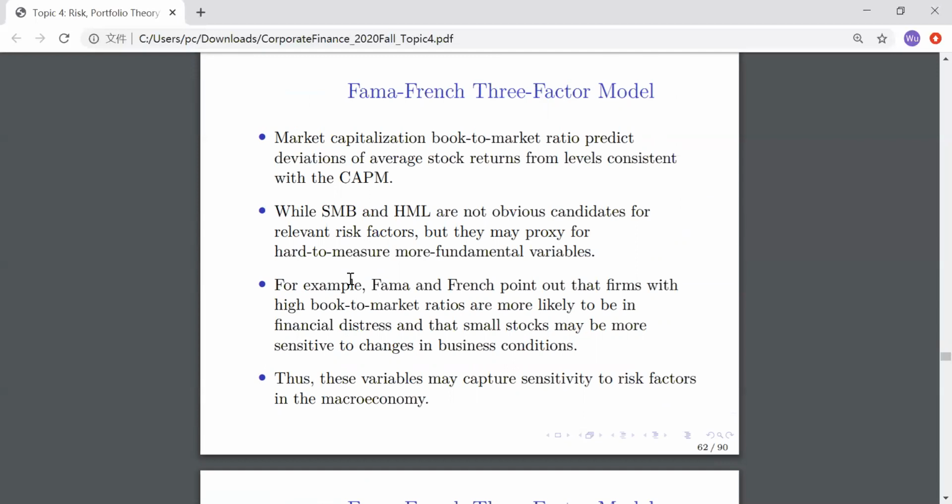So basically, the market cap and the book to market ratio can predict deviations of average stock returns from levels consistent with the CAPM. You might think that they are not obvious candidates. It's not obvious that the size of a firm can explain the return, but they might actually proxy for more fundamental variables that are very hard to measure. For example, firms with high book to market ratios are more likely to be in financial distress, and small stocks may be more sensitive to changes in business conditions. So it's not that small firms themselves affect return. It's really the economic conditions that underlie small firms versus big firms, or high book to market firms and low book to market firms, that explain the returns.